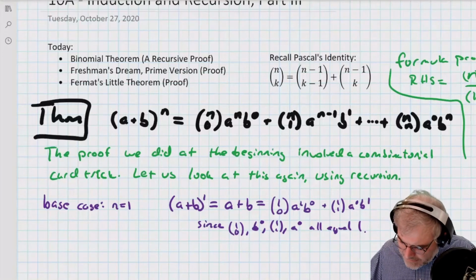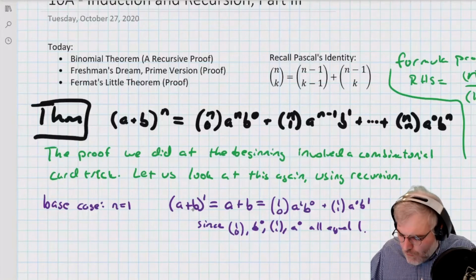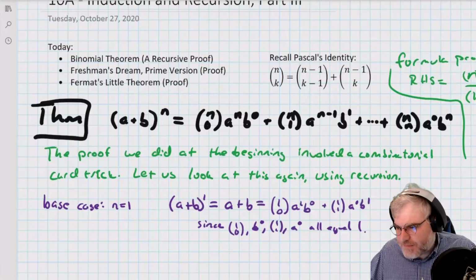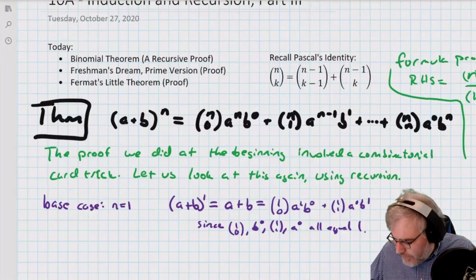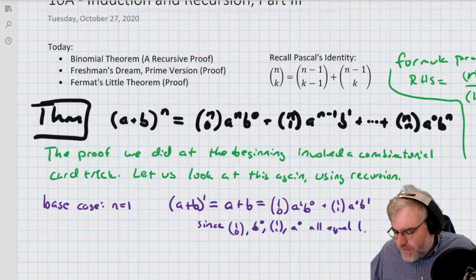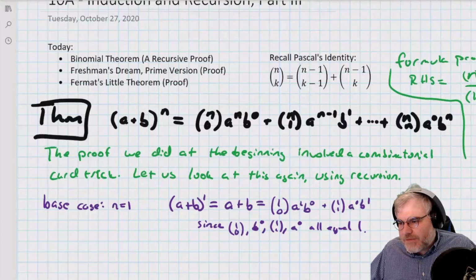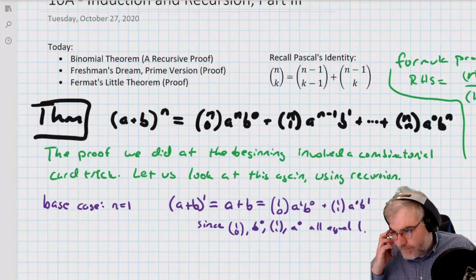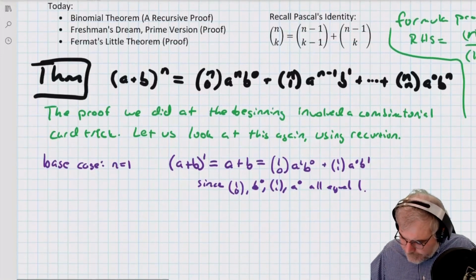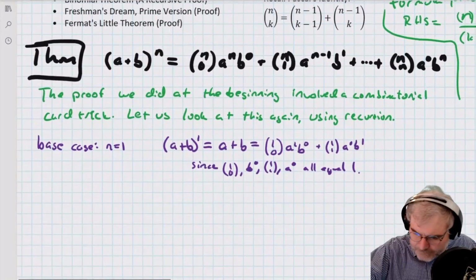The idea is that (a + b)^1 equals, well, just a + b, right? Because to the 1, it's itself. And then 1 choose 0 is 1. 1 choose 1 is 1. b to the 0 is 1. And a to the 0 is also 1. So I just multiply a bunch of 1s in. I can always do that. That's the idea.